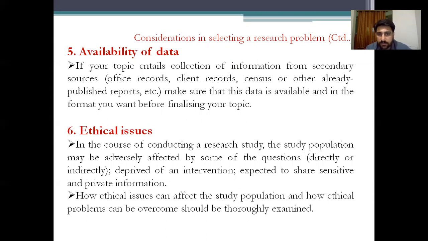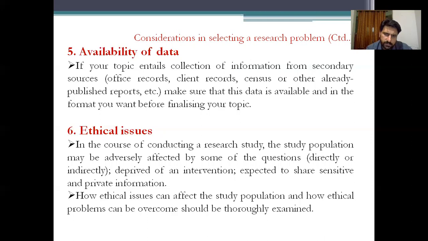Then the ethical issue. In the course of conducting research, the study population may be adversely affected by some of the questions which you may ask in the questionnaire that you present to the study participants. They can be deprived of an intervention, or expected to share sensitive and private information. So you need to plan how ethical issues can affect the study population and how those ethical problems can be overcome. It should be thoroughly examined how you are going to question the participants, and how you are going to ensure the privacy of the answers they have provided.